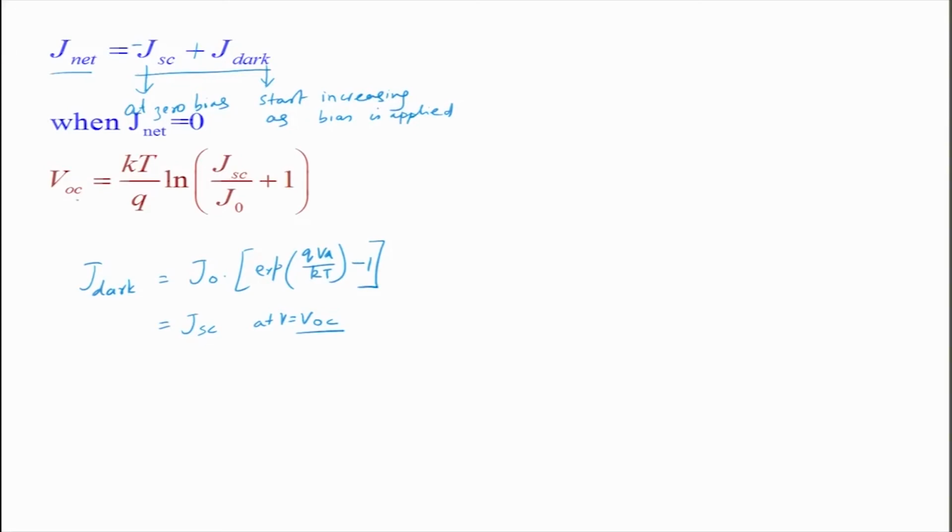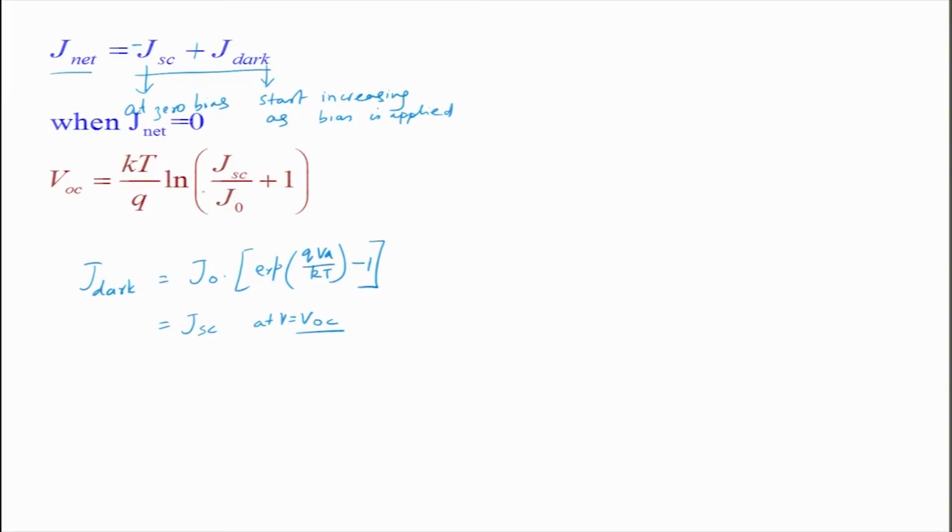Okay. So, VOC will become KT by Q into ln of JSC by J naught plus 1. So, you can see from this factor, as the temperature increases you will have some increase in VOC, but VOC is quite critically dependent upon the dark current and the short circuit current. It is a function of both dark current as well as short circuit current.